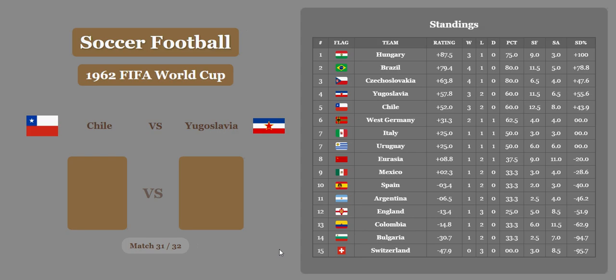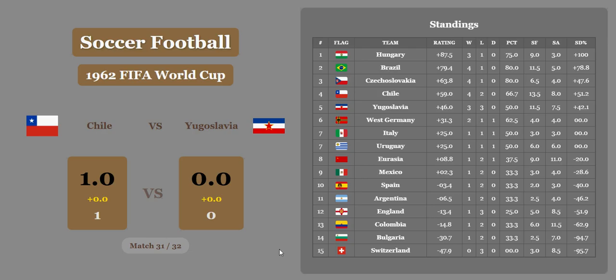Chile versus Yugoslavia. Chile wins at home here, and that was the 3rd place match, and Chile will be in 4th place. They'll finish with a rating of 59. Now we go into the last game.